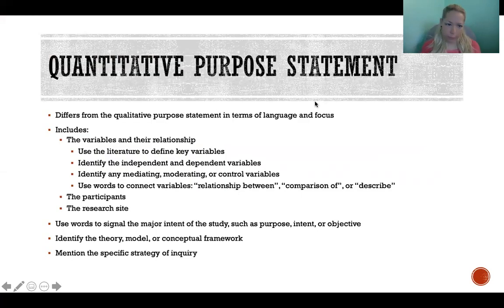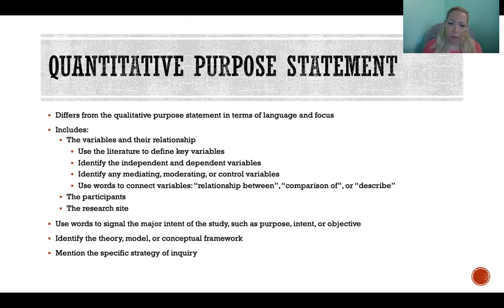Okay, quantitative purpose statement is a little bit different in terms of language and focus. So a big difference is in quantitative research, we really have to give a lot of attention and focus to the variables that we're studying. So your purpose statement needs to include the variables that you are examining in your study and their relationship to one another. So you'll use the literature to help you define the key variables, identify the independent and dependent variables, and you discuss the independent ones first and then the dependent ones second.